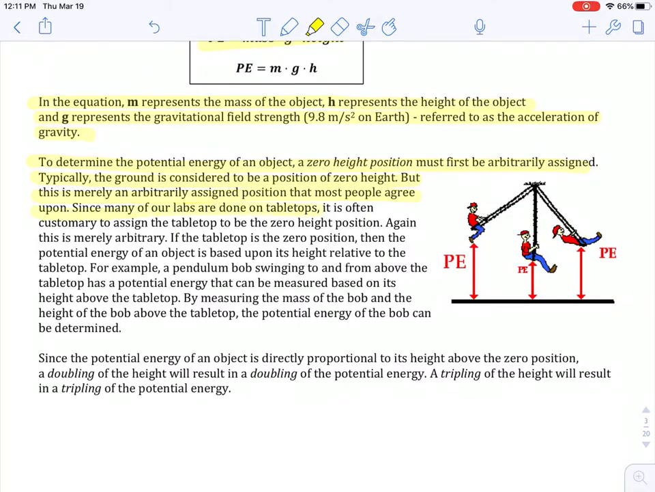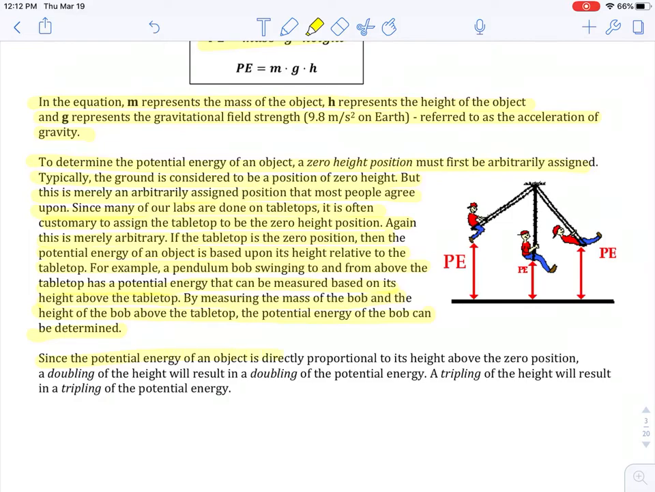Since many of our labs are done on tabletops, it is often customary to assign the tabletop to be the zero height position. Again, this is merely arbitrary. If the tabletop is the zero position, then the potential energy of the object is based upon its height relative to the tabletop. For example, a pendulum bob swinging to and fro above the tabletop has a potential energy that can be measured based on its height above the tabletop. By measuring the mass of the bob and the height of the bob above the tabletop, the potential energy of the bob can be determined.